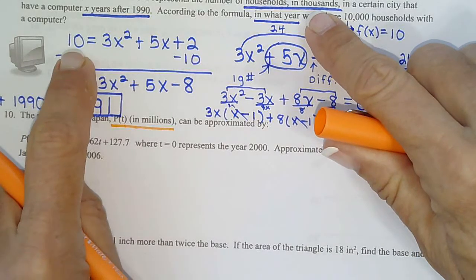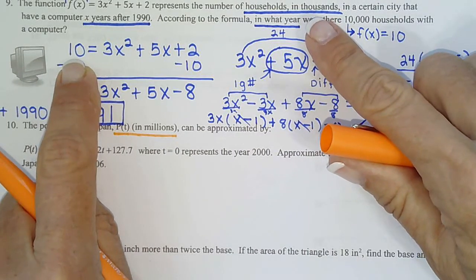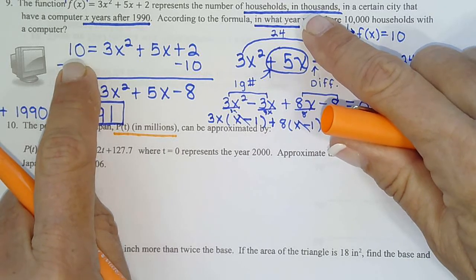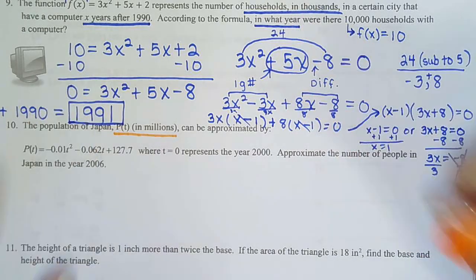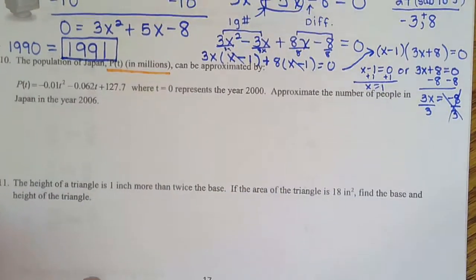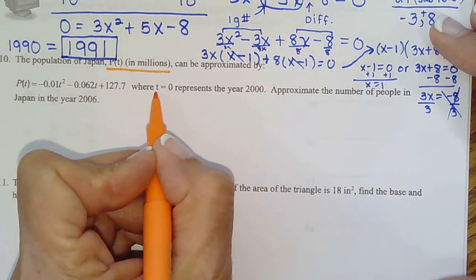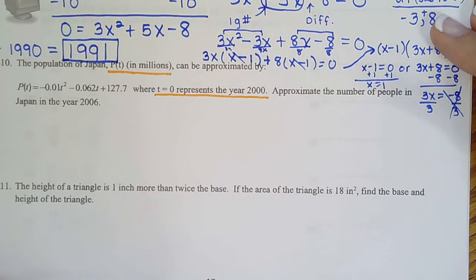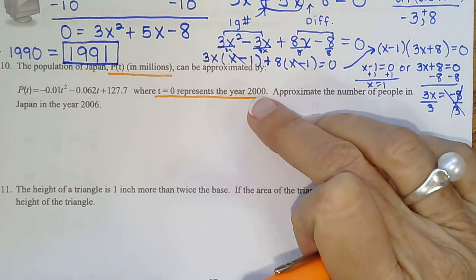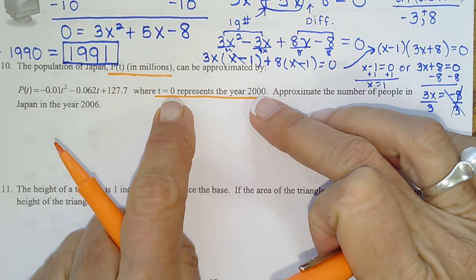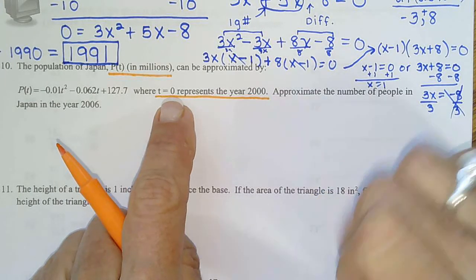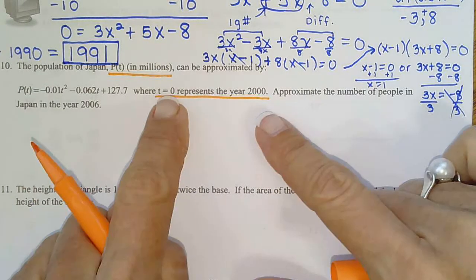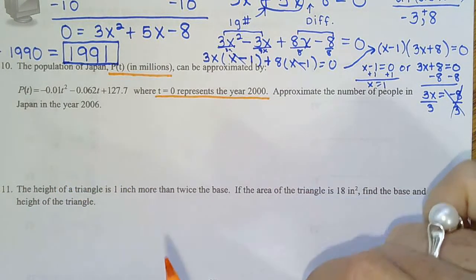What if we would have put 10,000 in there instead of 10? Do you think we could have been able to solve that problem by factoring? It would have been pretty tough. So you have to read that important stuff and underline it. So this is the population. T equals 0 represents 2000. So if I asked you to find the population in 2020, you'd make T 20. If I asked you to find the population in 2053, T would be 53.